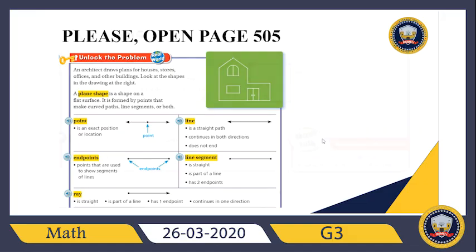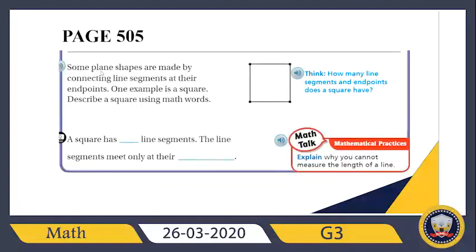Good job. Okay, let's check the example. It says some plane shapes are made by connecting line segments at their end points, like you see in this picture. One example is a square. Describe a square by using math words. A square has how many line segments? Can you see here? 1, 2, 3, and 4. Each side represents a line segment. So I know a square has 4 line segments.